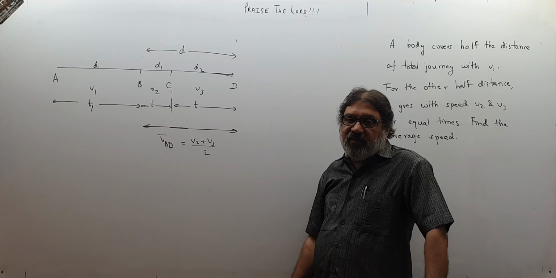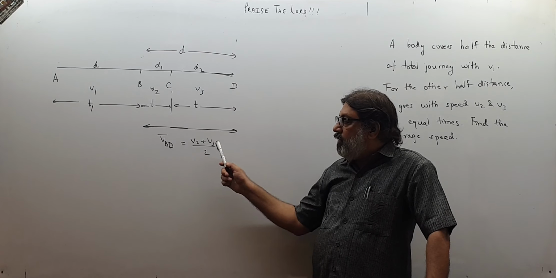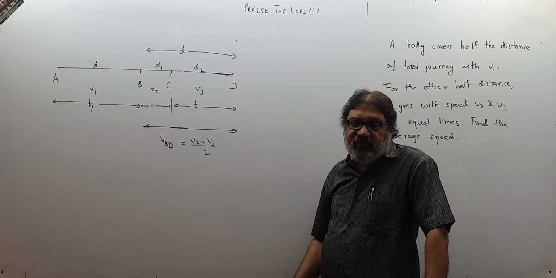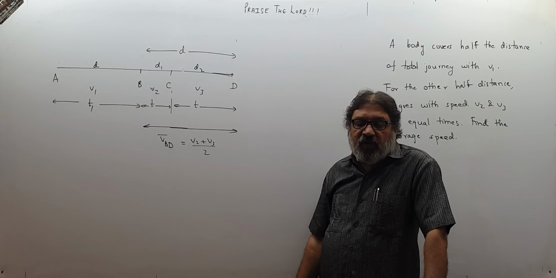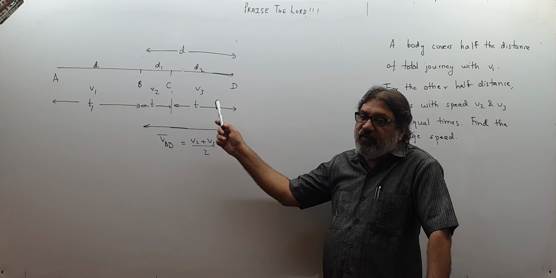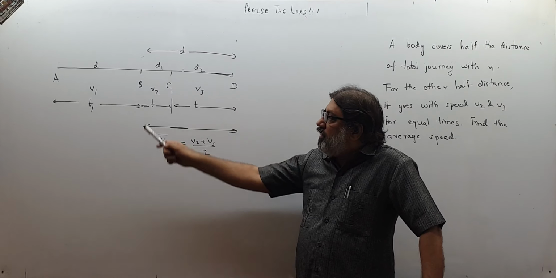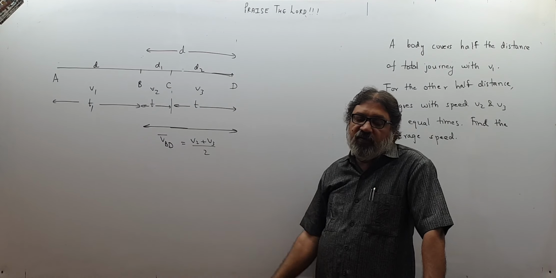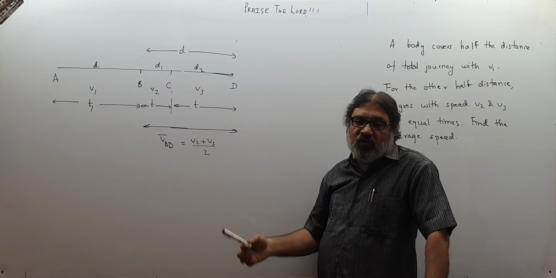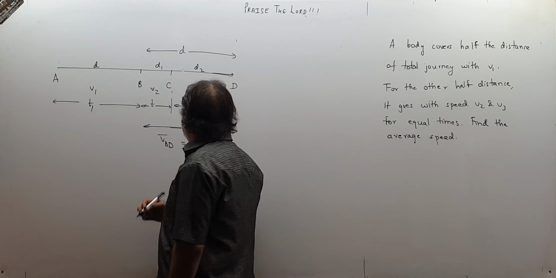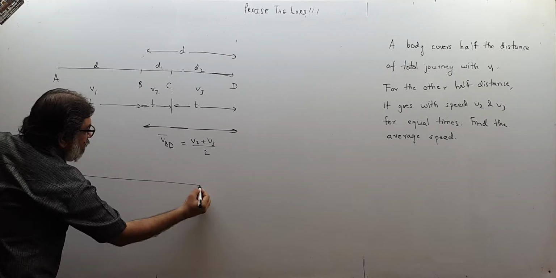That means now we will think that for B to D, the body was going with a uniform speed of (v2 plus v3) upon 2. That is the meaning of average speed. Average means it will remain the same throughout the situation. So now instead of thinking that from B to C, the body went with speed v2 and v3 for time t and t, we will think that the body was going from B to D with a constant speed of (v2 plus v3) upon 2, because that is the average speed. So now my situation changes, children.